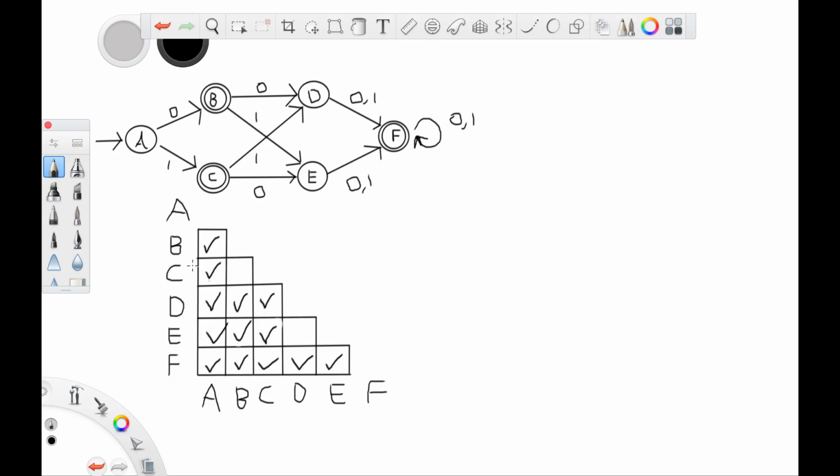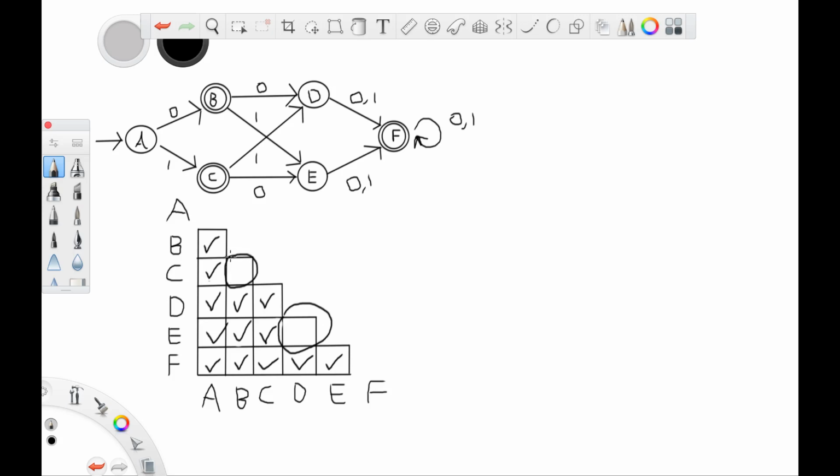Let's check CB one more time to be sure. C given an input of 1 goes to D. B given an input of 1 goes to E. ED is not checked. C given an input of 0 goes to E. B given an input of 0 goes to D. ED is not checked. So CB and ED are not going to be checked. So let's circle these here.